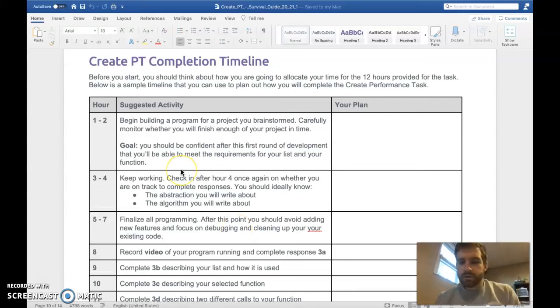All right, so at this point, you should be somewhere around hours 3 to 4. So basically, you're just kind of in the middle of coding right now. So just to go over this again, it says keep working, check in after hour 4 once again on whether you are on track to complete your responses. You should ideally know the abstraction you will write about and the algorithm that you'll write about.